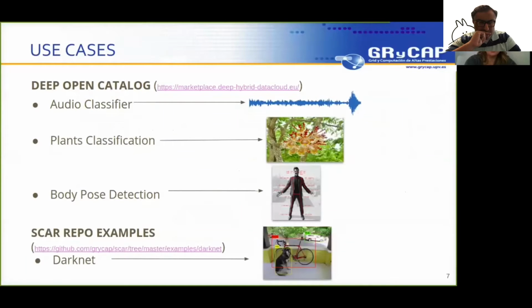The case study is made up of 4 publicly available models. There are 3 models from the DEEP catalog: an audio classifier, a plant classification, and a body pose detection model. These models do not meet the space limitations of AWS Lambda, therefore they will run on AWS Batch. To implement the Lambda execution mode, we decided to integrate the Darknet example to classify objects.